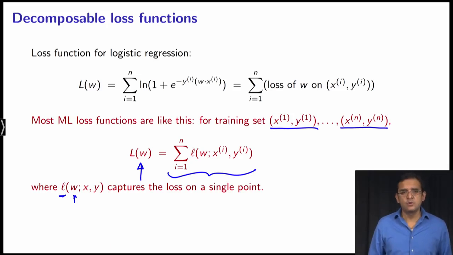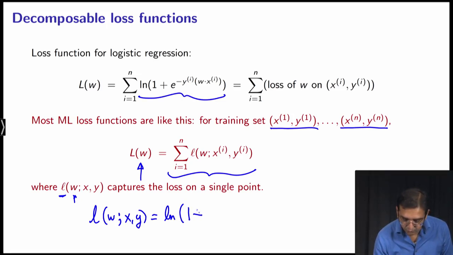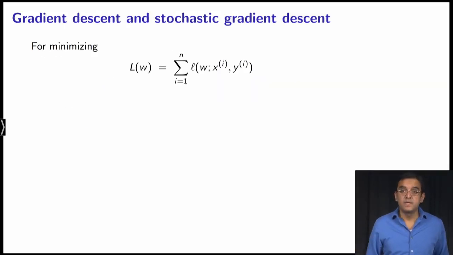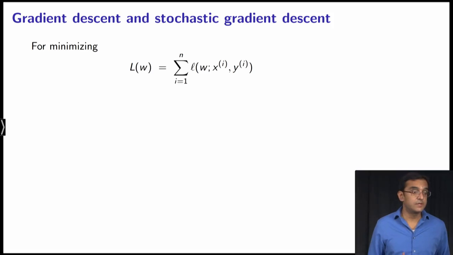Okay, so what is this loss function? What is this little l in the case of logistic regression? Well, it's just this function over here. In the case of logistic regression, l of w, x, y, is just the natural logarithm of 1 plus e to the minus y w dot x. Okay, so let's say we have a loss function of this kind. As we've seen, logistic regression is of this form, and so is least squares regression, ridge regression, lasso.